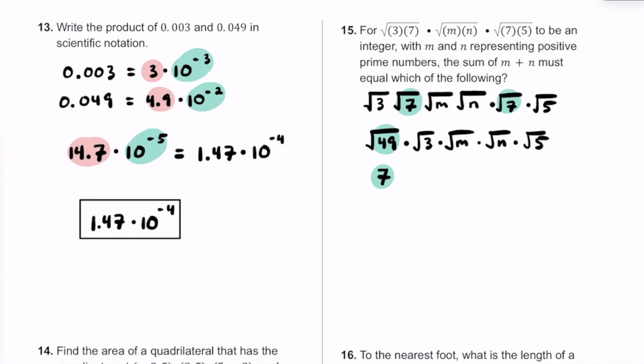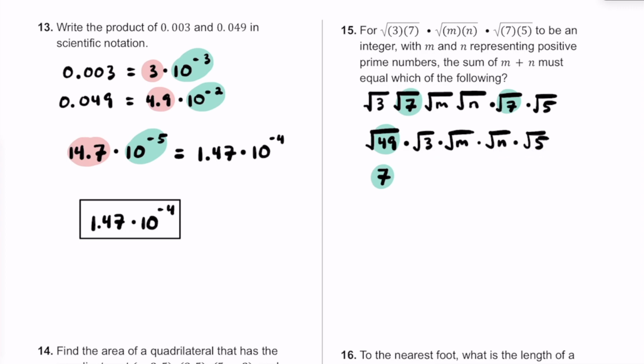So why did 49 work out so well? Well, 49 worked out so well because the 7s were matching numbers and they multiplied together to get a perfect square. And so you can take the square root and get 7. So what's m going to match up with? Either m can match up with 3 or m can match up with 5. It doesn't really matter. And then n could match up with 3 or n could match up with 5. It doesn't really matter.